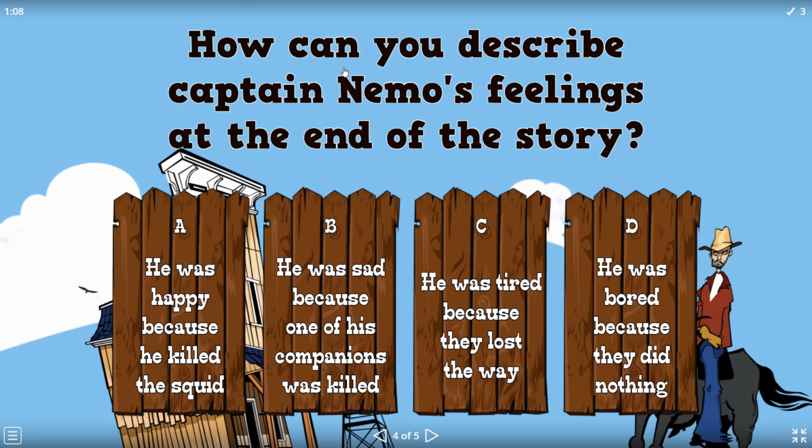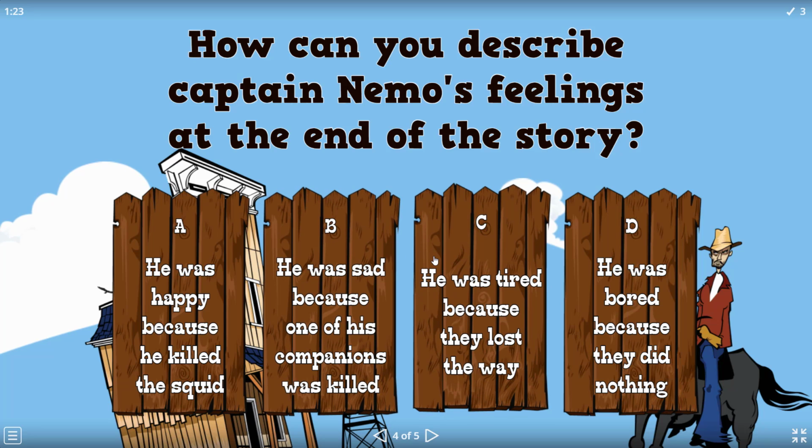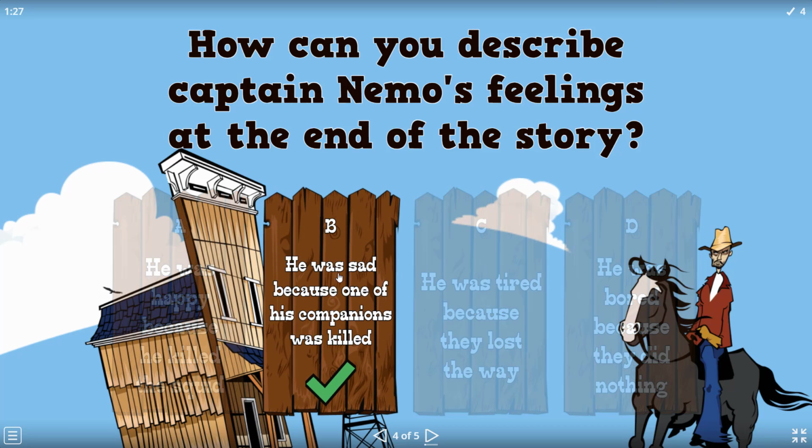Okay. How can you describe Captain Nemo's feelings at the end of the story? I think he was sad. Yeah. He was happy, he was sad because one of his companions was killed. Yes, I assume this is the right answer. He was tired. No. He was bored. I don't think so. Yes, he was sad.